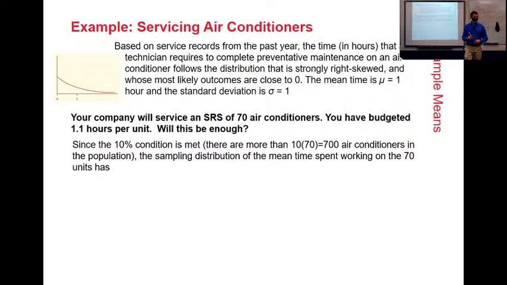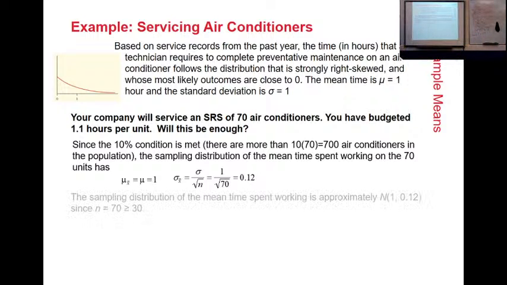Yes, because our sample size here is 70. 70 is our n, our sample size here, which is at least 30. Mean is 1. Standard deviation, there's your formula for standard deviation. It's going to be the standard deviation over the square root of n. Since n is 70, we're going to use 1 over the square root of 70. Since n is at least 30, we can use a normal distribution.